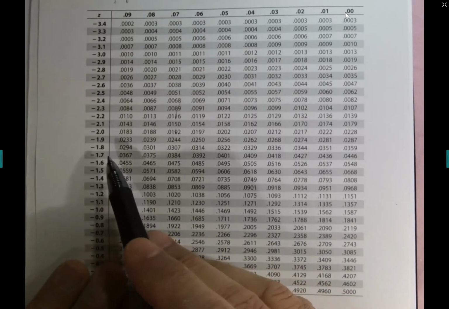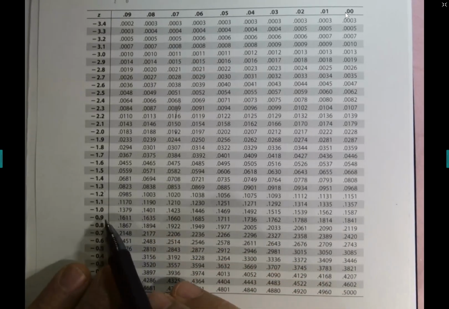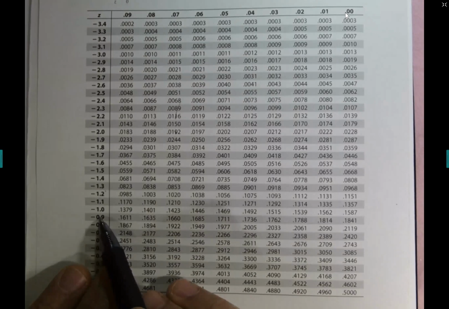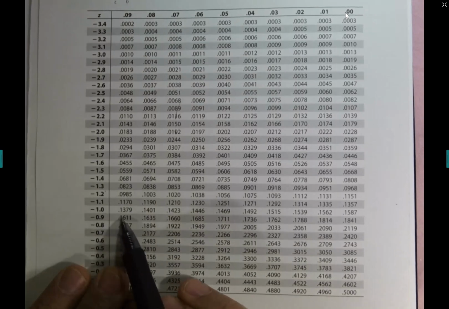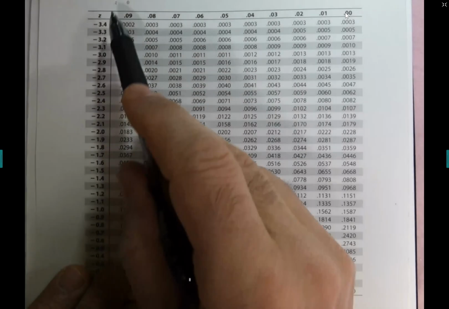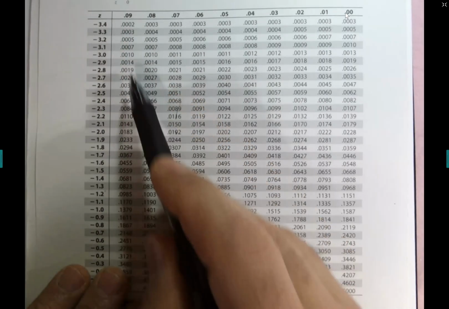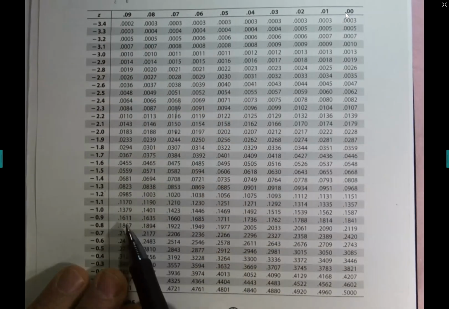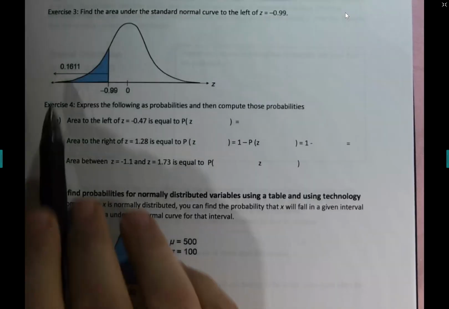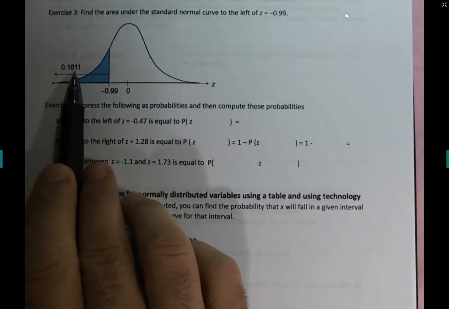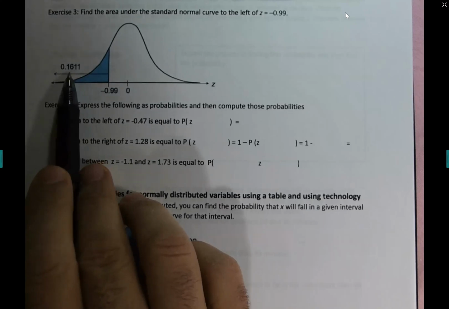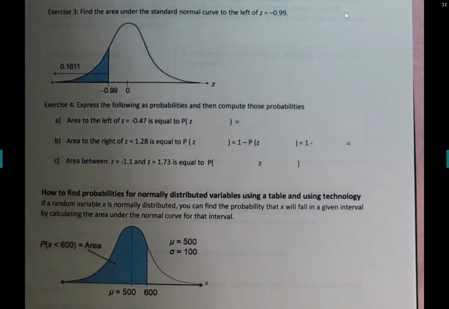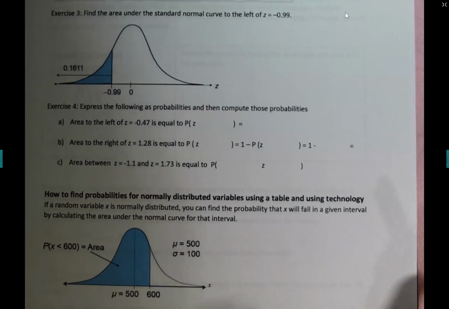Okay, so I need negative 0.9 right here. And then the 9, it's right there. Look, right here, that's a 0.09. So where do they meet? 0.1611. Watch. I got a 0.1611. Okay.